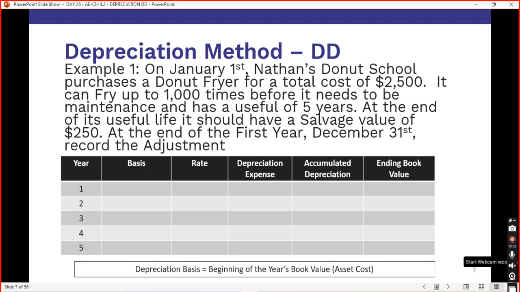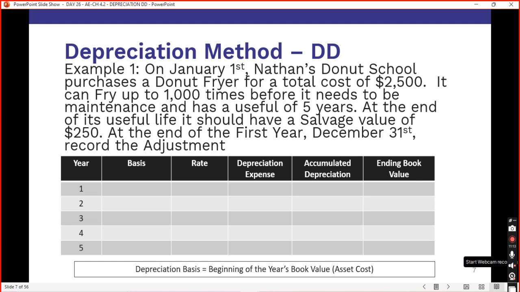So we're looking at the rate being over a period of time, which we said was 1 over the estimated useful life in years times 2. Okay, so we don't care about what's being produced. We care about how much we're going to depreciate for the first year of its operations. So therefore, the first thing we're going to determine is the basis. So the basis is going to be, again, beginning of the year's book value. Now, if I've never depreciated this asset at all, right, what would the book value be?